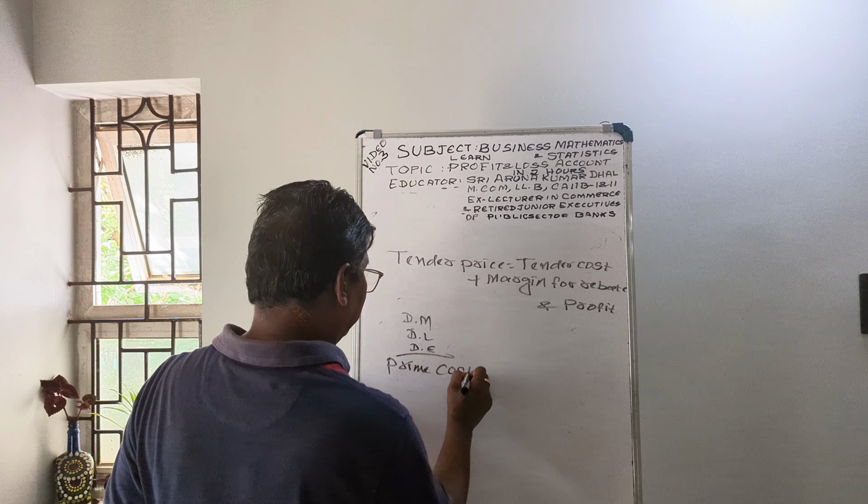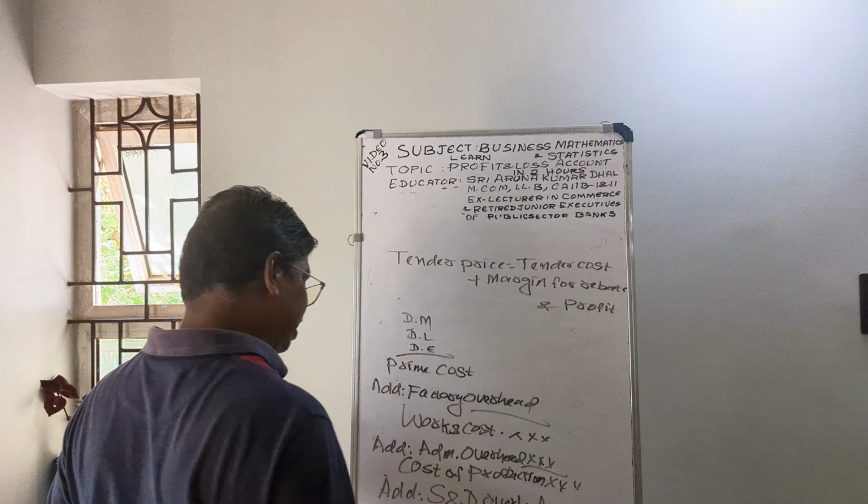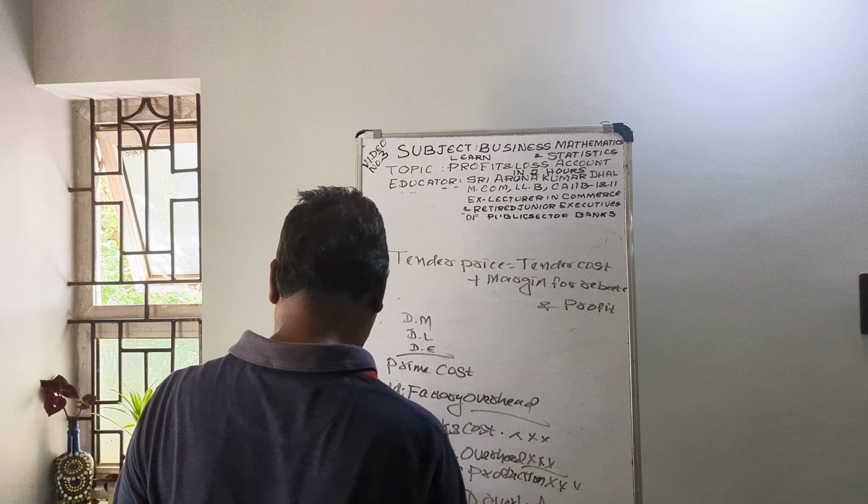Add selling and distribution overhead. It will give the cost of sales. Then add margin, profit, and you will get the tender price.